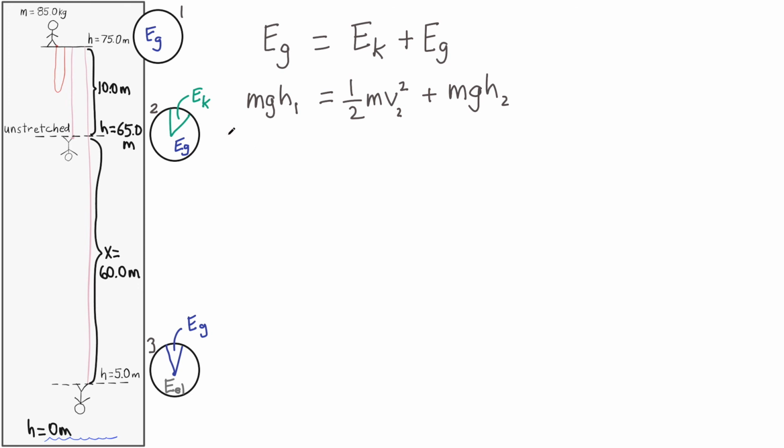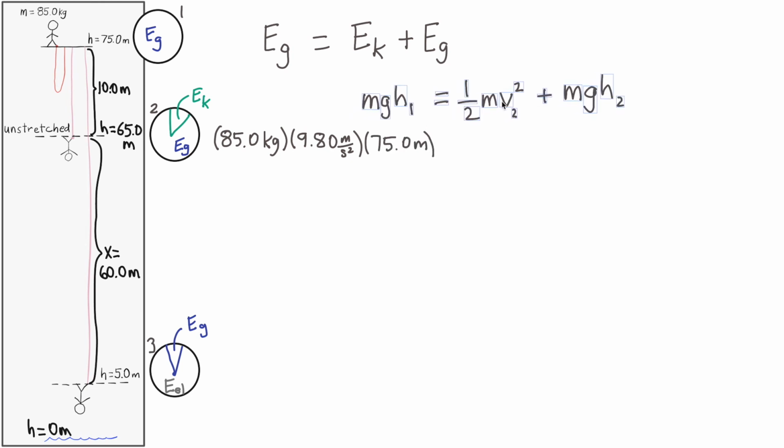So on the left-hand side of the equation, I'm going to plug in the mass of the bungee jumper, 85 kilograms, times the value of g, times the height at position 1. That's 75 meters. I'll shift this over so that we know that this whole side of the equation represents mgh.